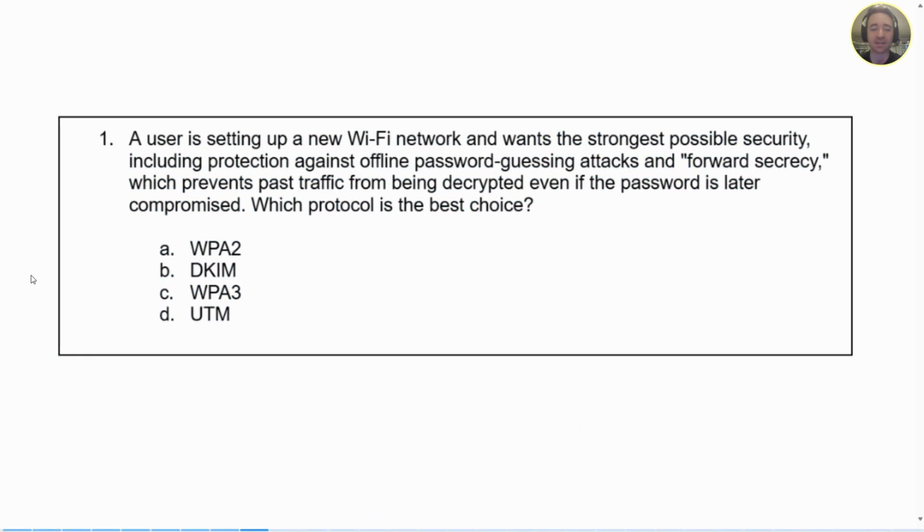The first question reads, a user is setting up a new Wi-Fi network and wants the strongest possible security, including protection against offline password guessing attacks and forward secrecy, which prevents past traffic from being decrypted, even if the password is later compromised. Which protocol is the best choice? WPA2, DKIM, WPA3, or UTM? Pause the video if you need more time. Your answer is coming in 3, 2, 1.